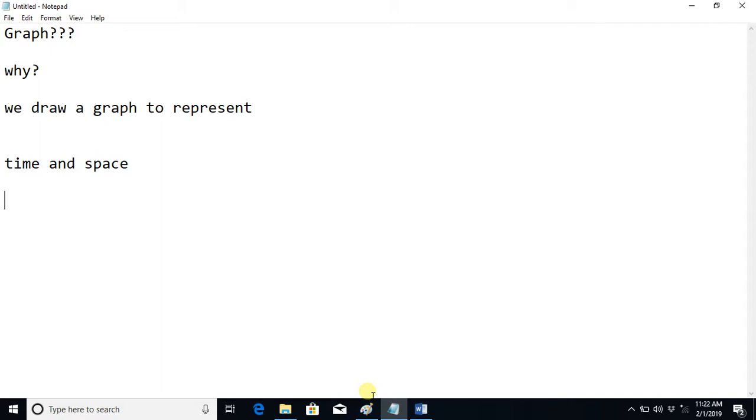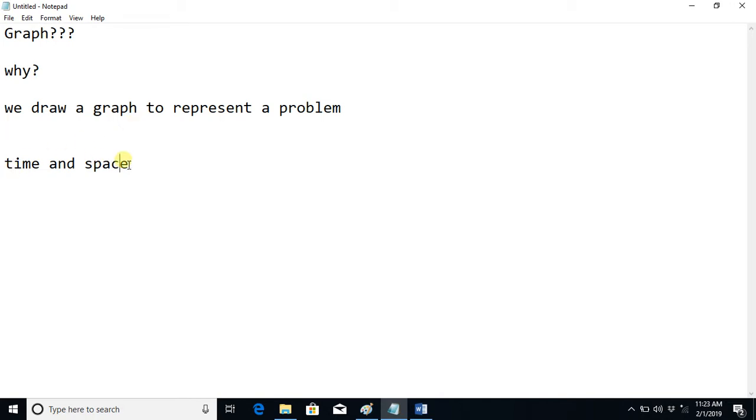About graphs. What are graphs and why do we draw graphs? Basically, we draw a graph to represent a problem, and it is very interesting that all the problems of this world can be represented using a graph. Why? Because the root of every problem lies in two things, that is time and space.